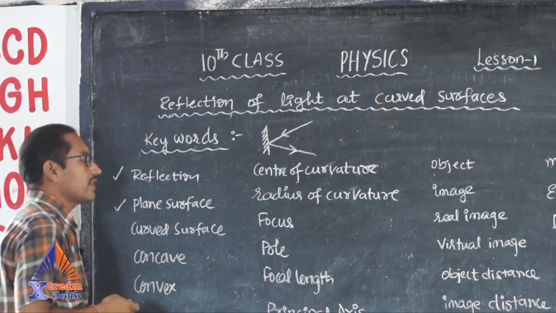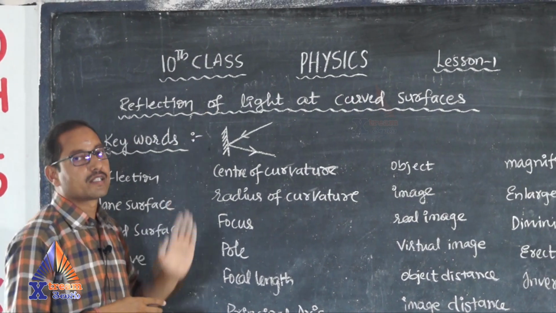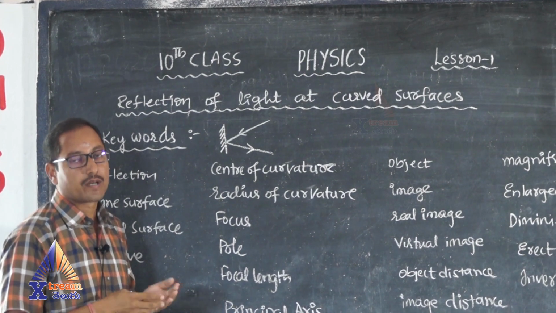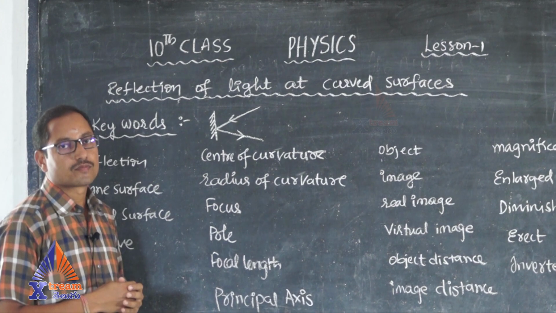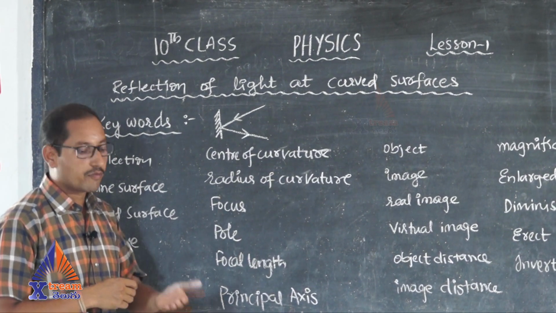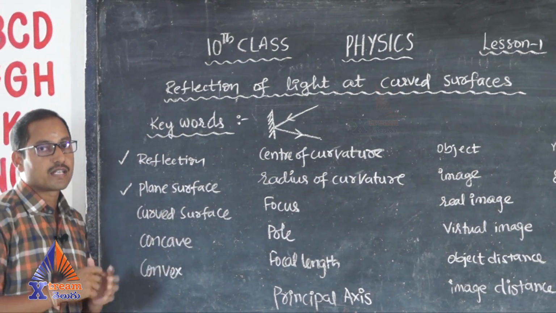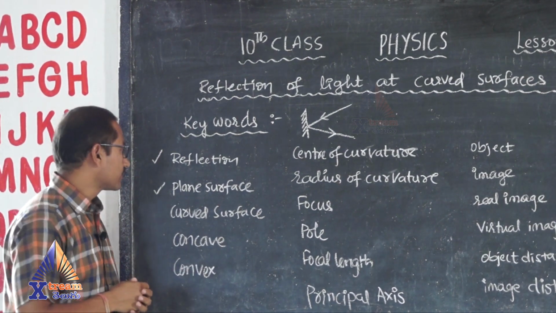Let us see what a plane surface is. A surface which is not curved is called a plane surface. For example, a blackboard is a plane surface. A table is also a plane surface. Your floor is also a plane surface. So a plane surface is a surface which is not curved, which is plane.